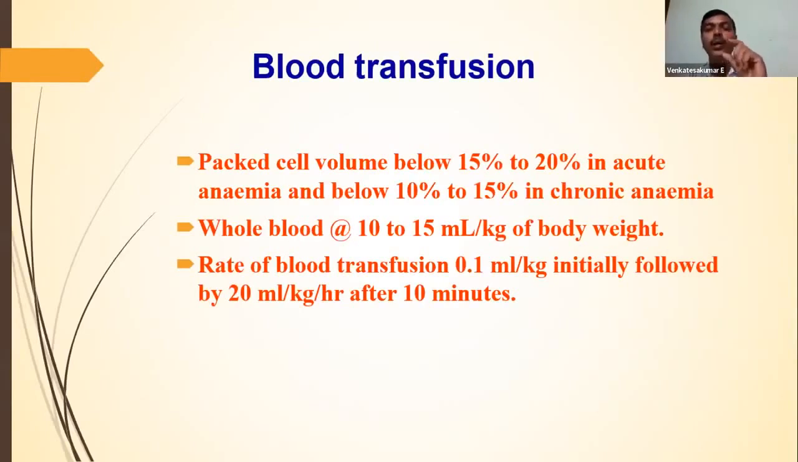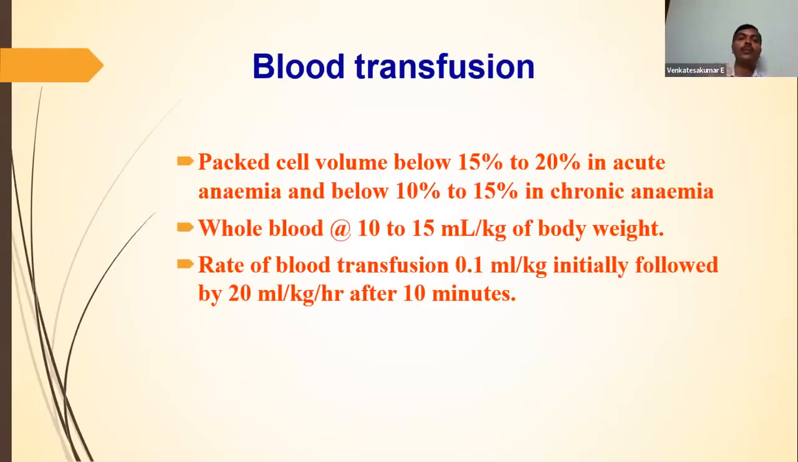Suppose if you want to take only 100 ml, you need to take only 14 ml of the anticoagulant and you can collect it. There are many things you can discard. Then you put it on a weighing balance. While collecting from the jugular vein, the bag has to be kept on the weighing balance. When you reach 100 gram, you can very well disconnect and give it to the recipient.